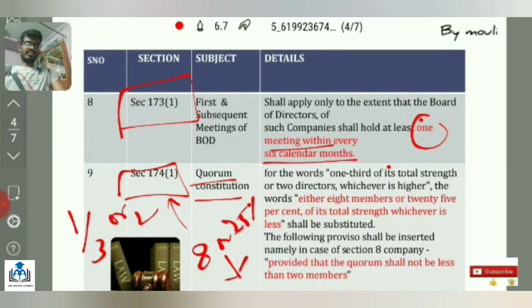We just read that. For the votes, one third of the total strength or 2 directors, whichever is higher, the votes either 8 members or 25% of the total strength, whichever is less, shall be substituted. The following provision shall be inserted, namely in case of Section 8 company, provided that the quorum shall not be less than two members. We should note that total strength means all the directors, whether present or not in the board meeting, all the directors, right? All the directors have to be considered.